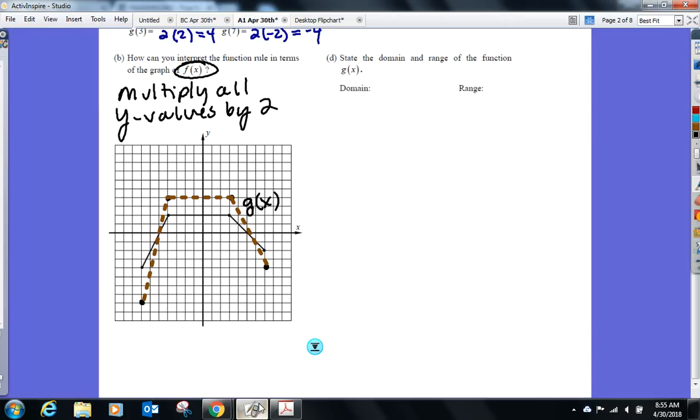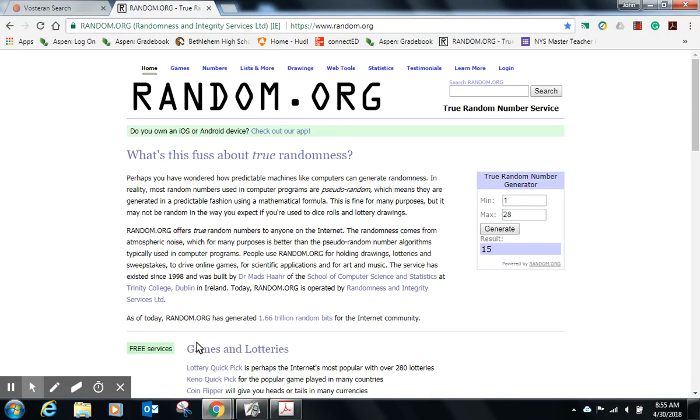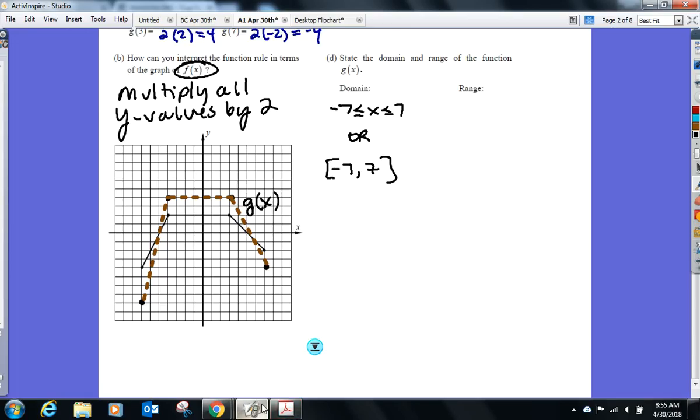Did the x values change at all? We didn't touch them. We multiplied every what by 2? Y value by 2. We didn't touch the x's, so that's going to stay -7 to 7, or if you write it with brackets, that's fine too. But the range would have changed now. What's my new range? -8 is less than or equal to y, which is less than or equal to 4.